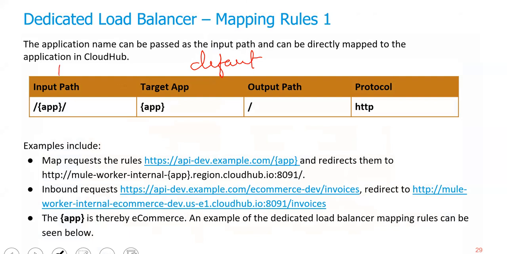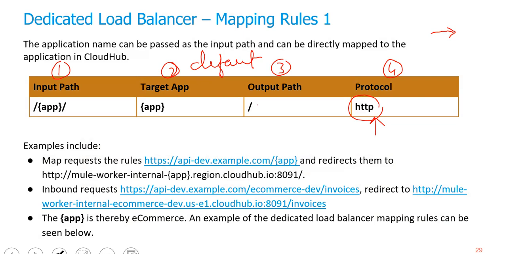So there will always be four columns. Column number one, column number two, column number three, column number four. Let's talk about the easy part first. Column number four means on which protocol you want to redirect this traffic. Whatever traffic is coming on the DLB, on which protocol you want to divert, redirect or send this traffic, that column will decide that. As per my setting right now, it will always be transferred on HTTP, if I put HTTP.